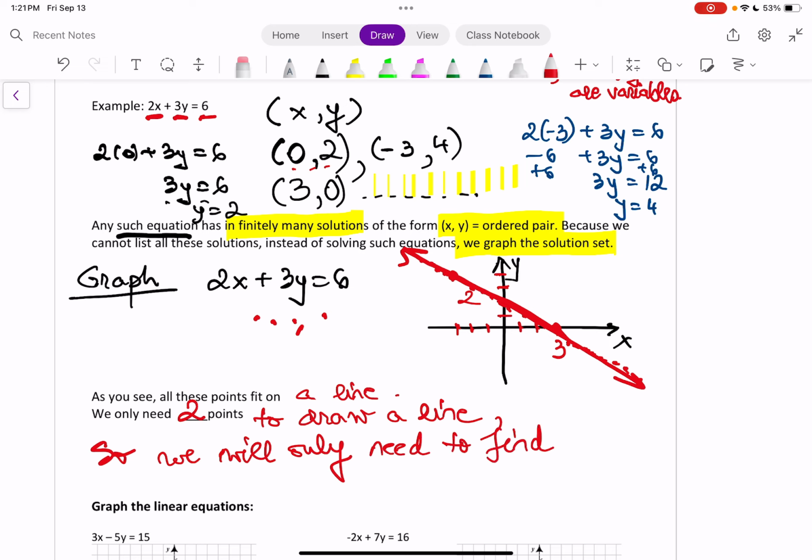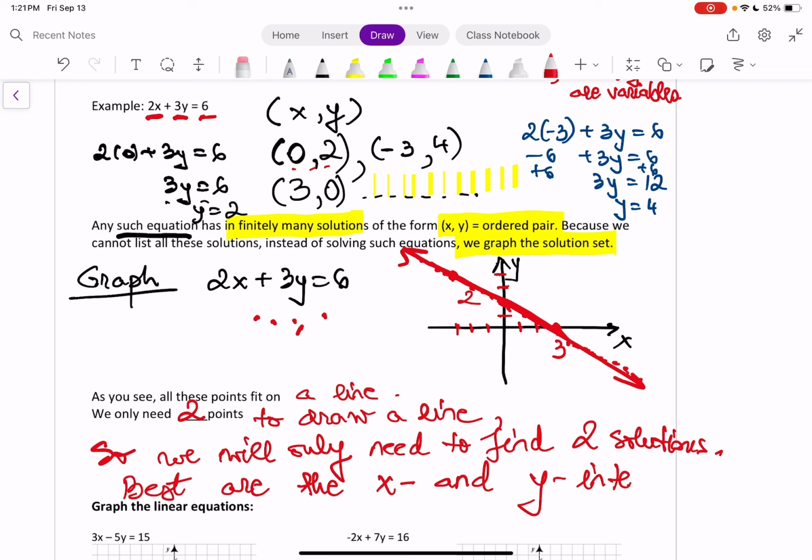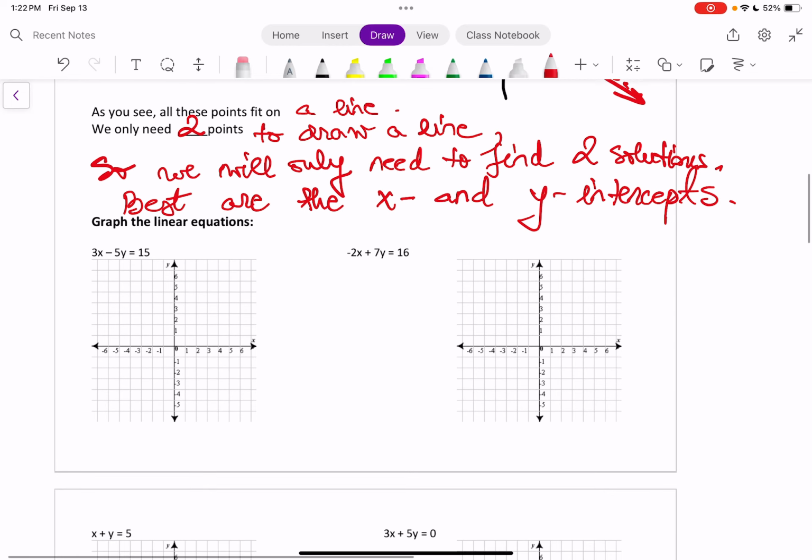So we will only need to find 2 solutions. Now, the best ones to find are what we call the x and y intercepts. So to find the intercepts, all you have to do is make x equal to 0, find the y, make y equal to 0, find the x. So that's exactly what we're going to practice in the next problems.